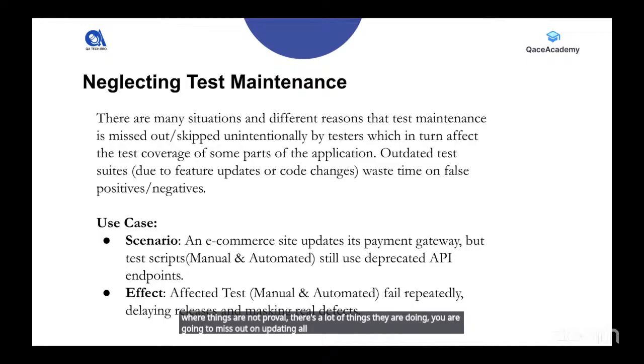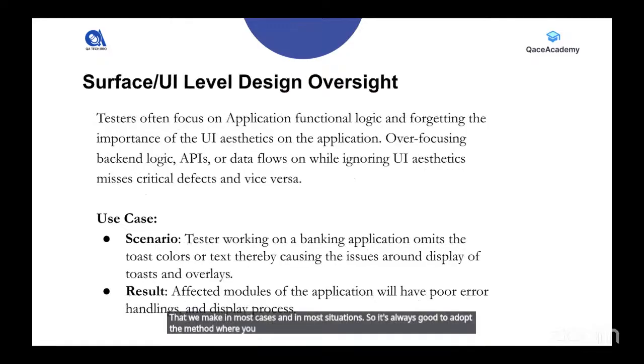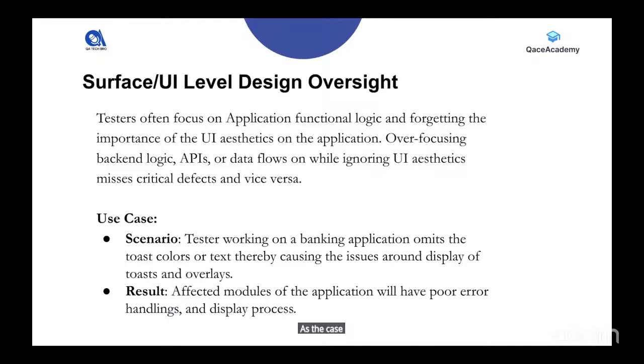And what that means is you are going to have stale tests. That's when you now realize that, oh, this person left the organization, and oh, we realize that we are not able to properly test this thing because there's probably no documentation from the previous testers and all of that. So these are also part of the mistakes that we make in most cases and in most situations. So it's always good to adopt the method where you make your changes and maintain your test as the case goes. Surface or UI level design oversight.